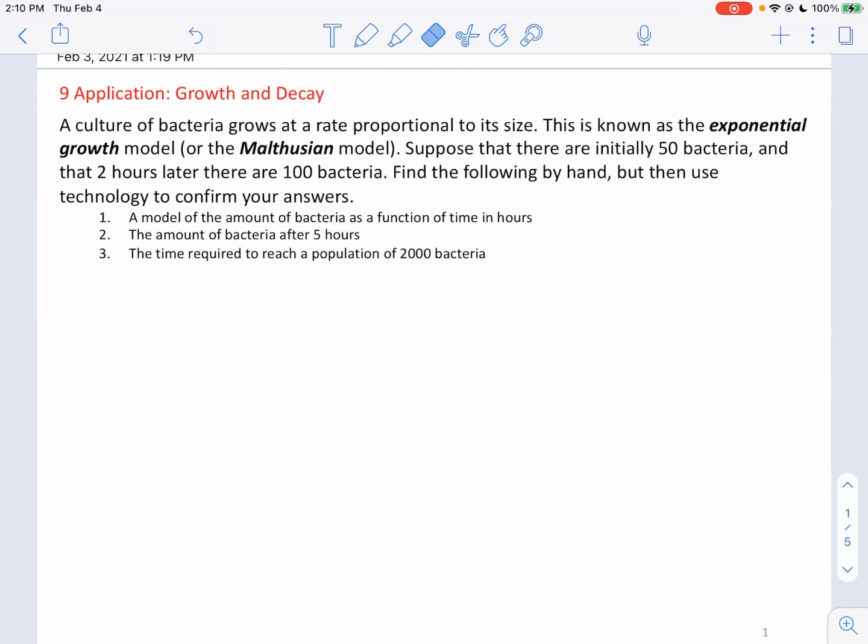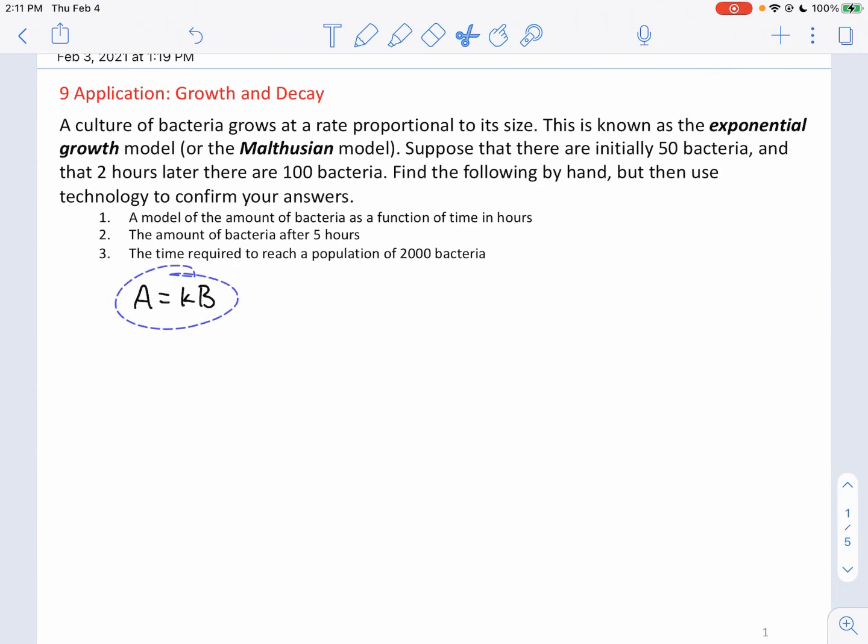A culture of bacteria grows at a rate proportional to its size. Now this sentence right here can be translated directly into a math sentence. If A is directly proportional to B, or simply if A is proportional to B, then we can say that A is equal to some constant times B.